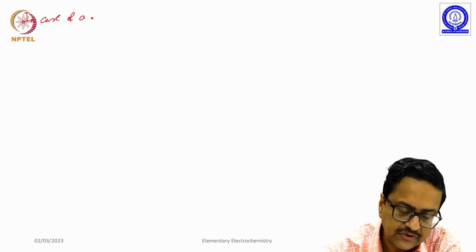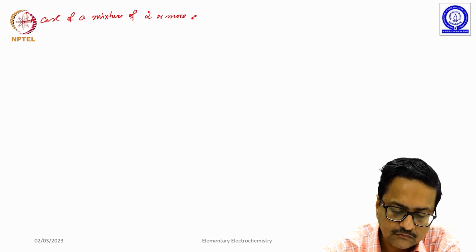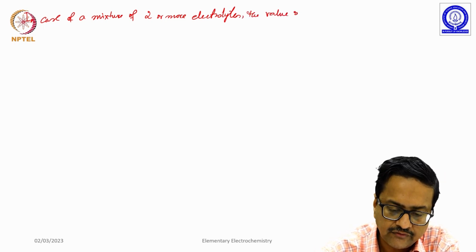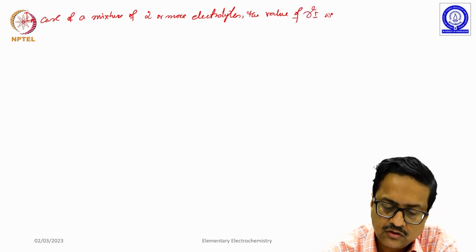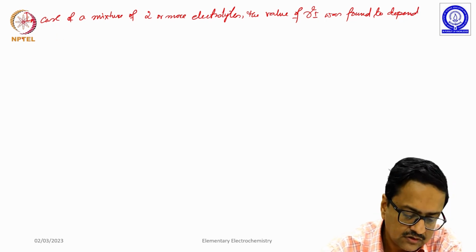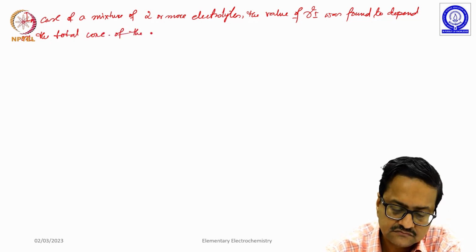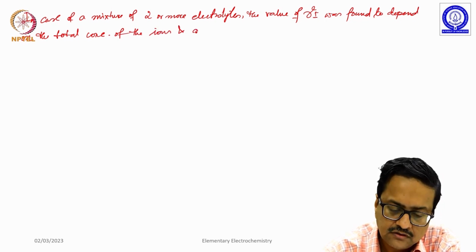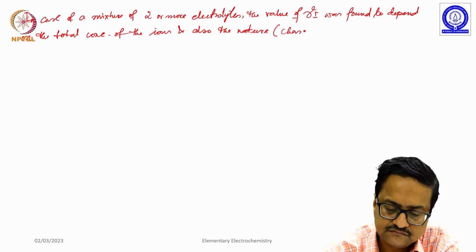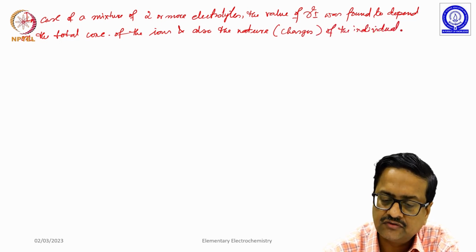In case of a mixture of two or more electrolytes, the value of gamma plus minus was found to depend on the total concentration of the ions and also the nature, that is the charges, of the individual ions involved.